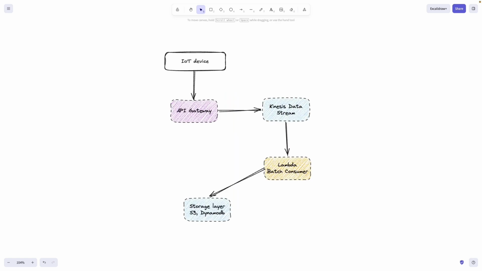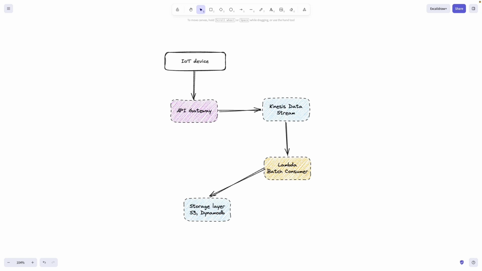Now let's look at a fundamentally different challenge, IoT ingestion. You've got potentially thousands of devices, sensors, cameras, industrial equipment, all pushing data continuously. The traffic profile here is completely different from a human-driven API.